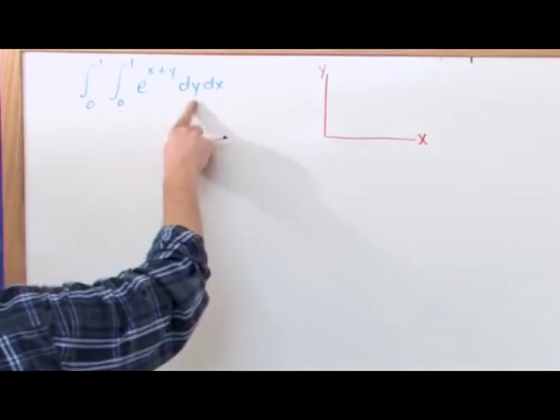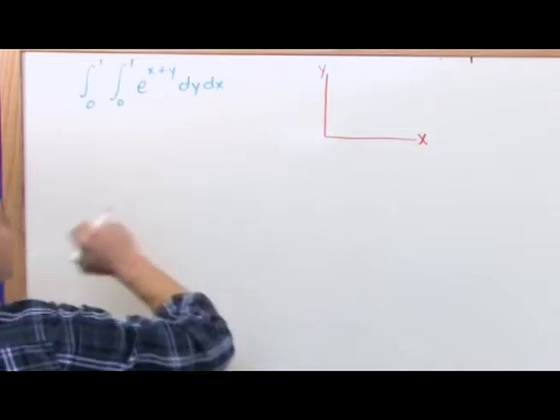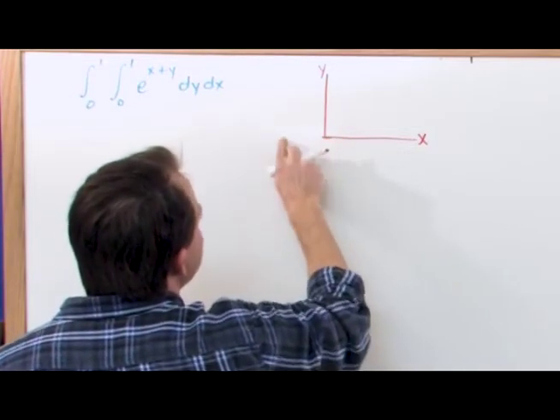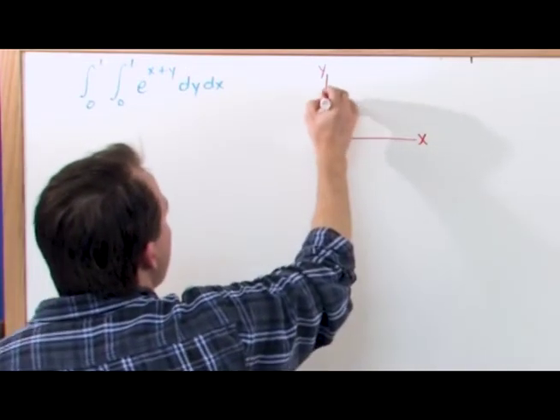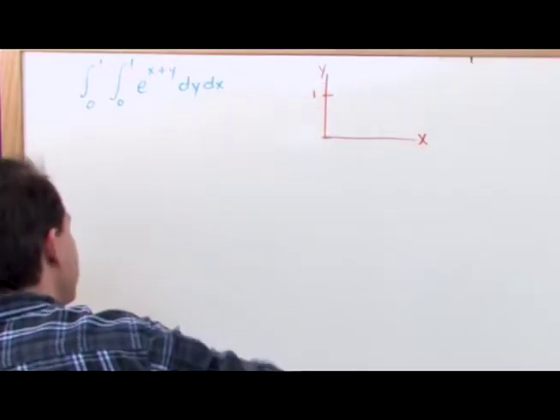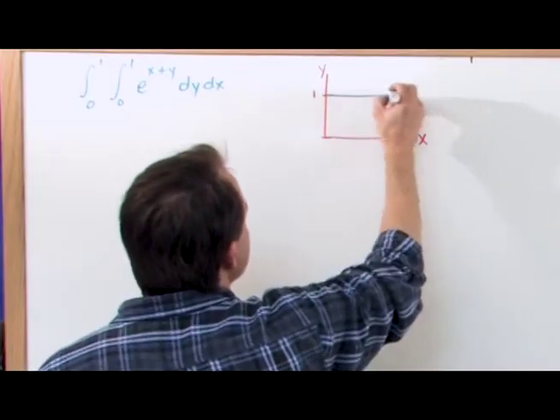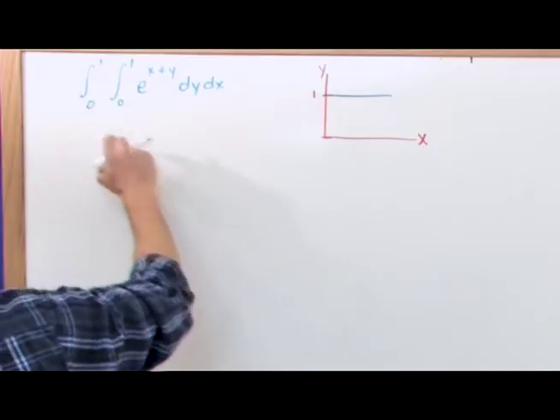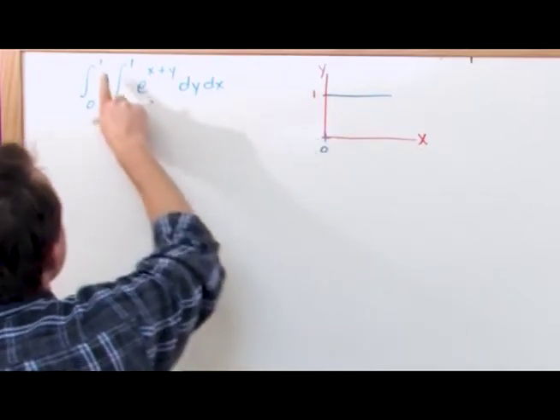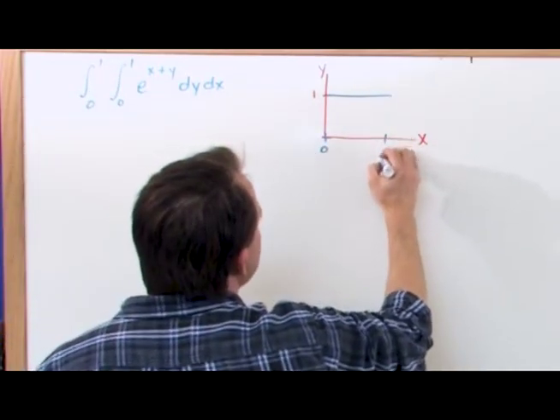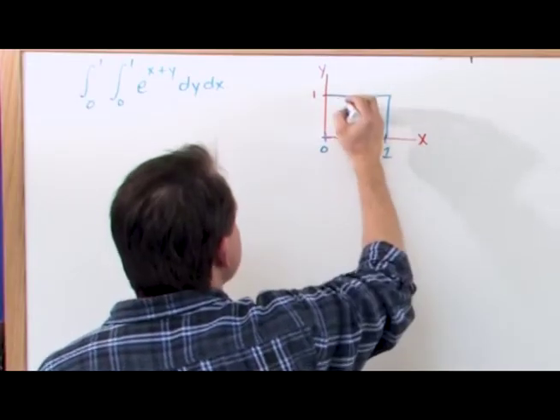You're integrating along y first from 0 to 1. So this is y equals 0. That function is just a horizontal line. y equals 1 is another horizontal line, which goes like this. And then along x, you're integrating from the point 0 up to the point 1. So this is your region R.